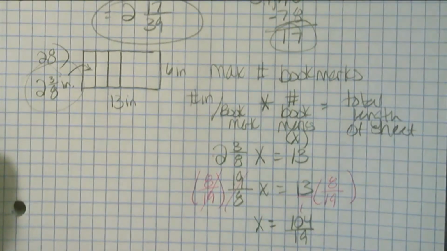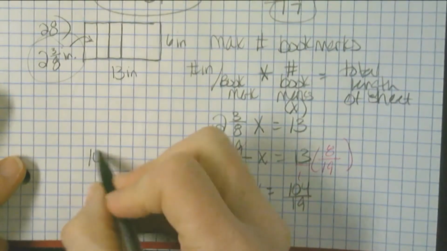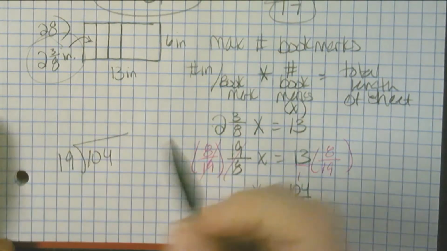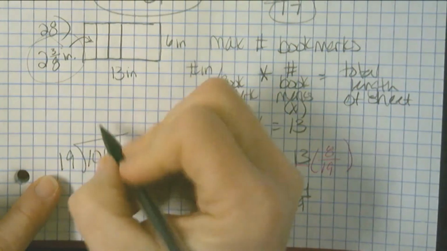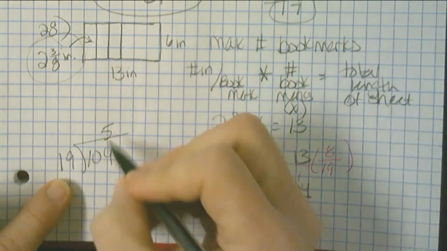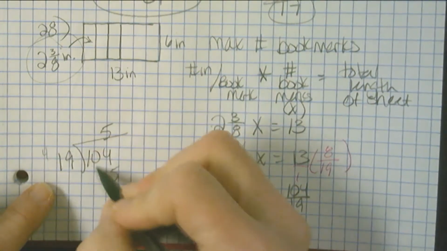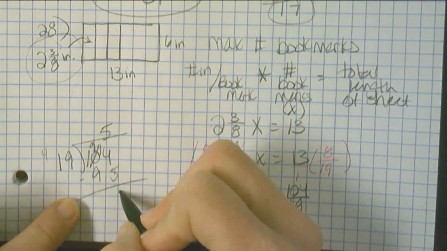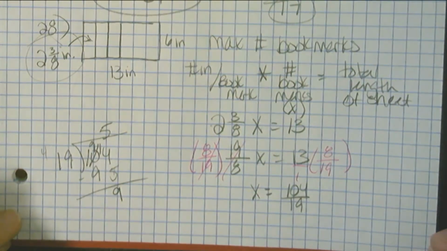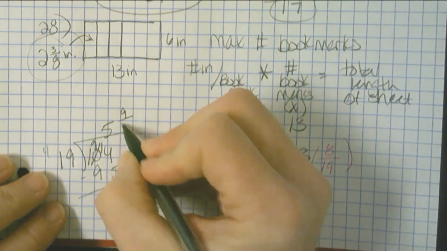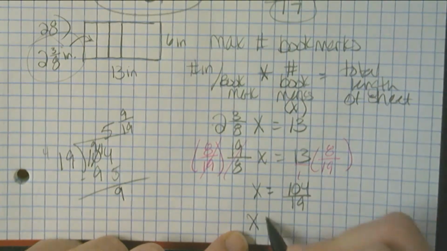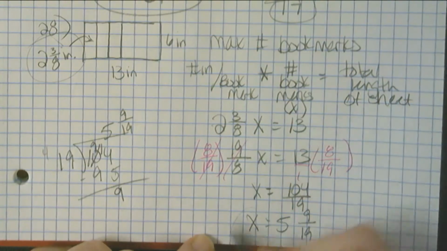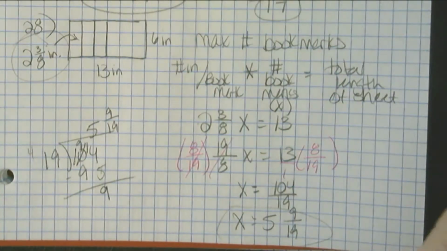Now I'm going to do this division. So I have 104 divided by 19. 19 divides into 104 5 times. So that's going to be 95. Carry the 4. And I end up with a 9 as my remainder. So this is 5 9/19. So my x is equal to 5 9/19. There's my actual math answer.